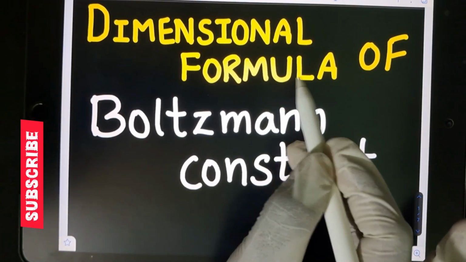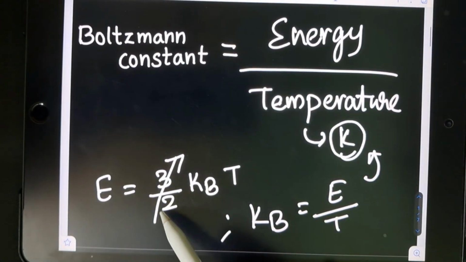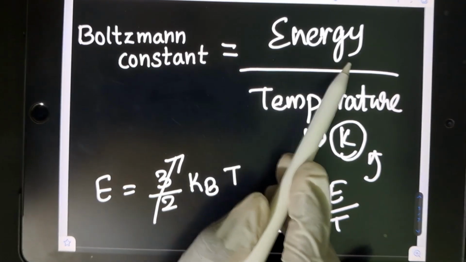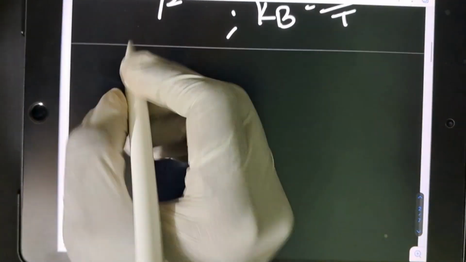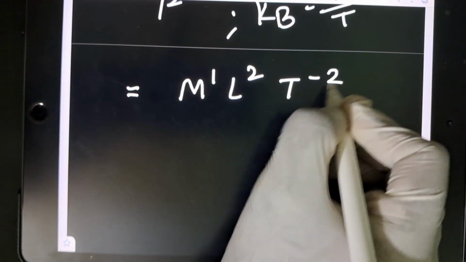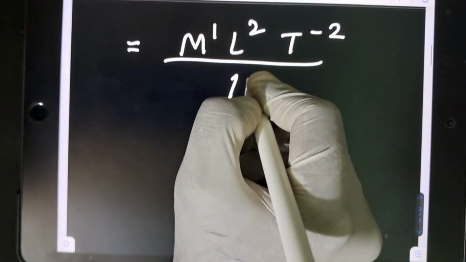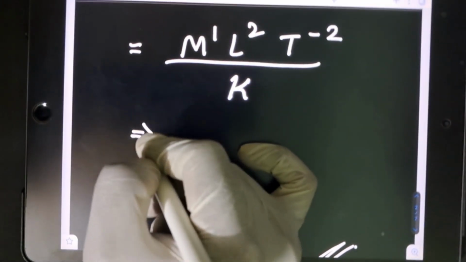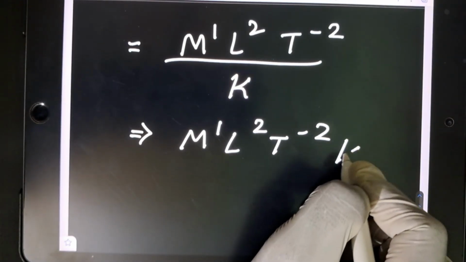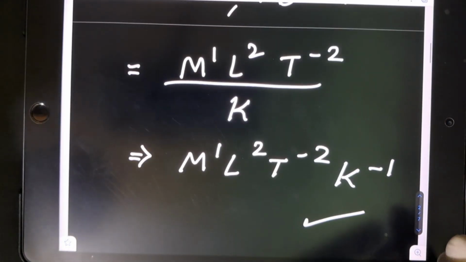To find the dimensional formula of Boltzmann constant, we know the formula is E is equal to 3 by 2 k_B into T. Here T is temperature, not time period. On rearrangement, k_B is equal to E by T, energy by temperature. Energy formula is M power 1 L power 2 T power minus 2. Temperature is denoted by K, not T, so K power 1. On reciprocal, we get M power 1 L power 2 T power minus 2 and K power minus 1. This is the dimensional formula of Boltzmann constant.